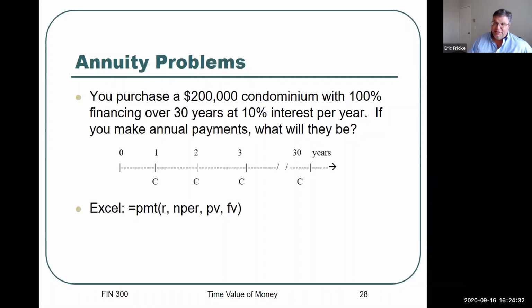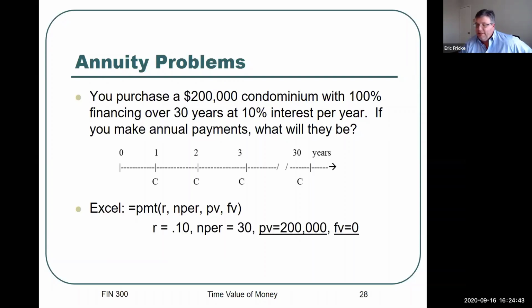The other way to do it in Excel is to use the payment function. Here are the numbers that we put in Excel. R is 10%. The number of periods is 30. The PV is 200,000. That's how much of a loan we get. And the FV is 0. So that bears some explanation. Why is the FV 0?